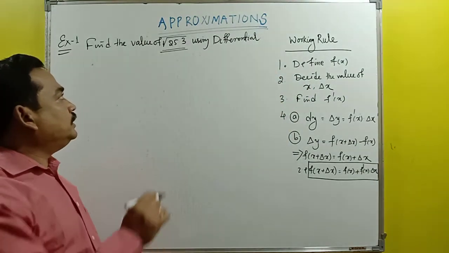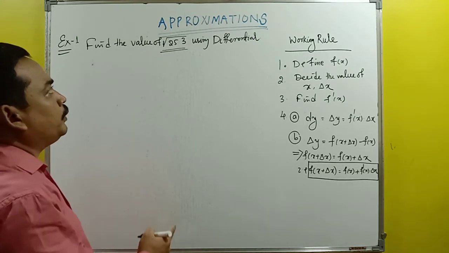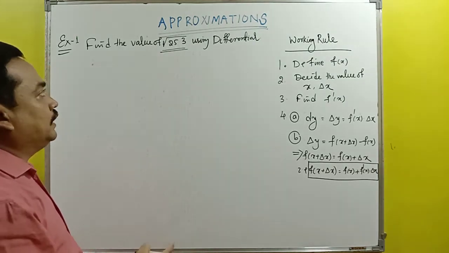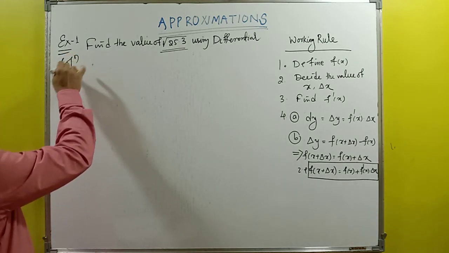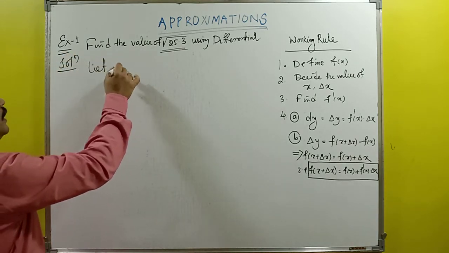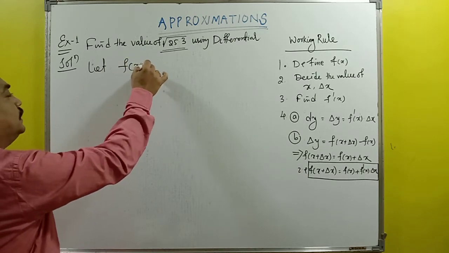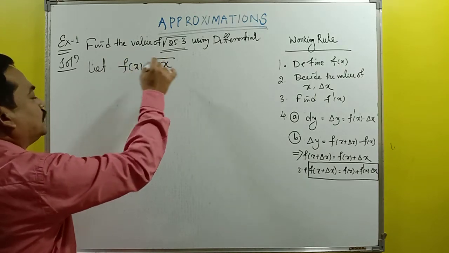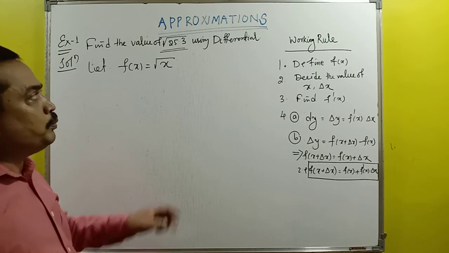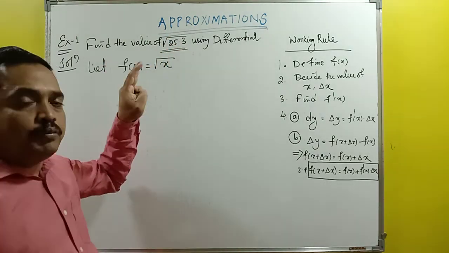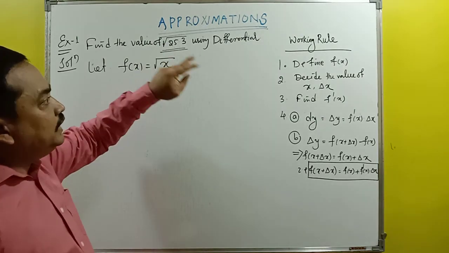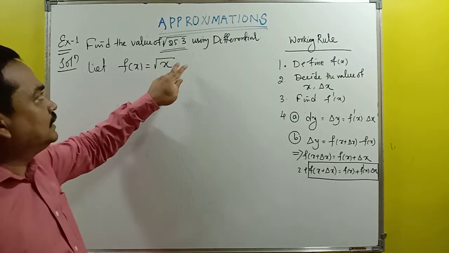So here this is root of 25.3. In this case, define the solution. Let f of x is equal to root x. So this is the definition of the function. According to the given value what you have to find, you have to define the function. Second thing, decide the value of x and del x.